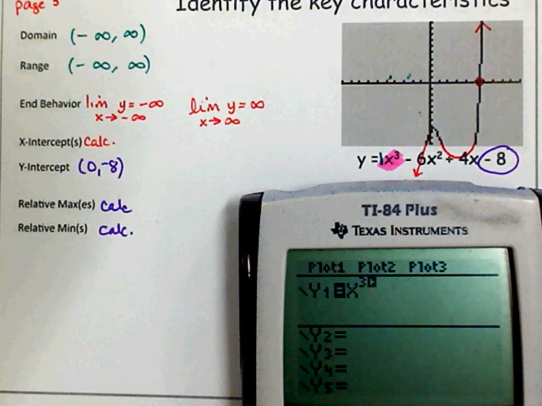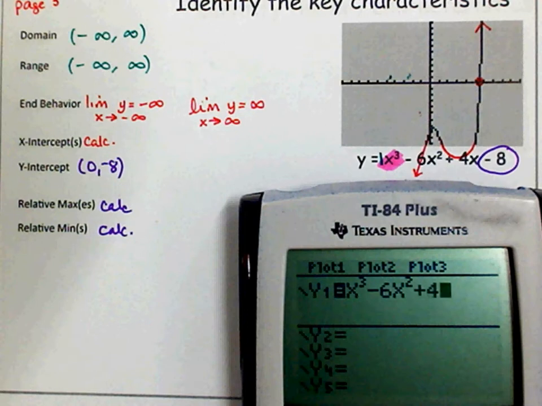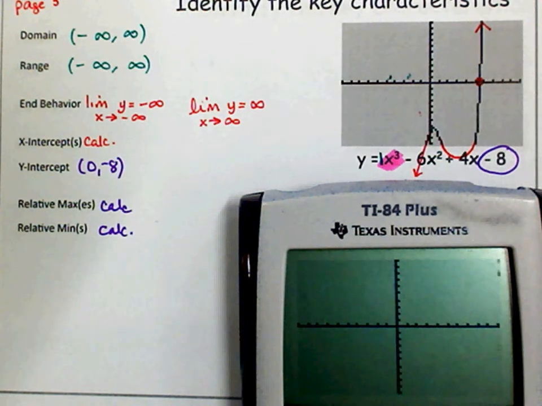All right. So I'm going to type in my equation, which is x raised to the third minus 6x squared plus 4x minus 8. Okay, make sure you type it in correctly because the calculator is going to spit out what you type in. Now go ahead and hit graph.